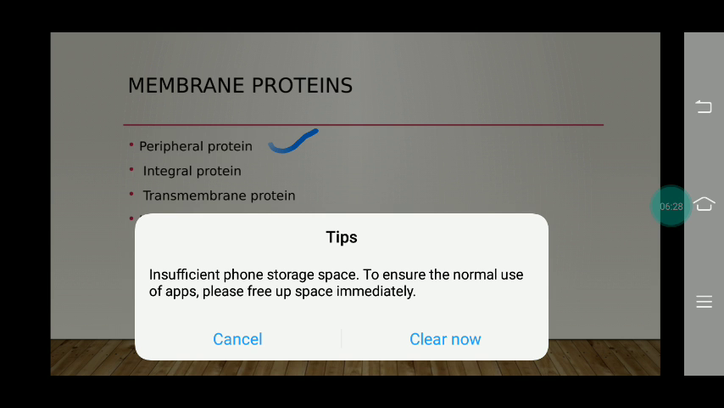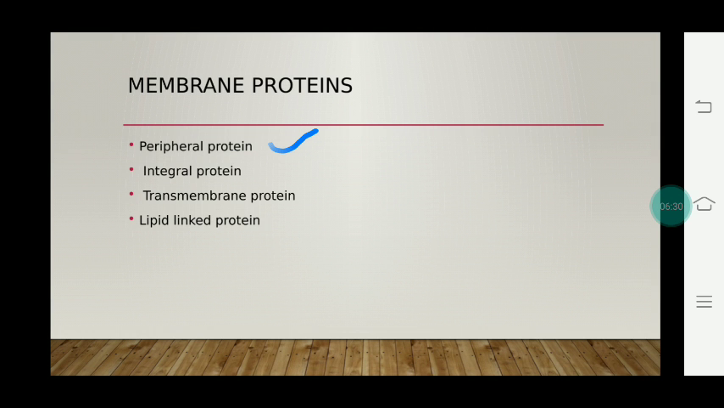Here are some examples of peripheral proteins. Spectrin and ankyrin are very common examples of peripheral proteins present in the membrane of RBCs. Spectrin and ankyrin membrane proteins help determine the shape and flexibility of the RBC. So this peripheral protein also gives the shape and flexibility of any kind of specific cells.